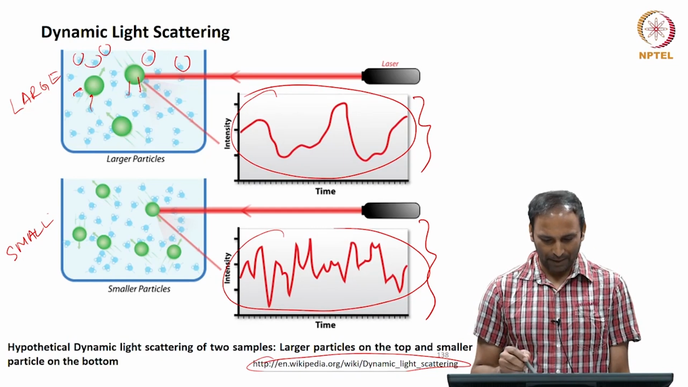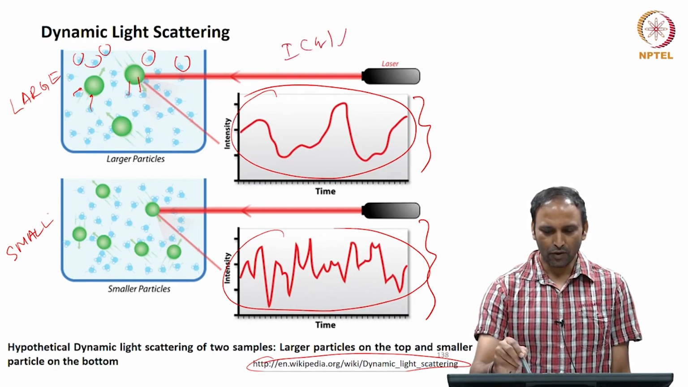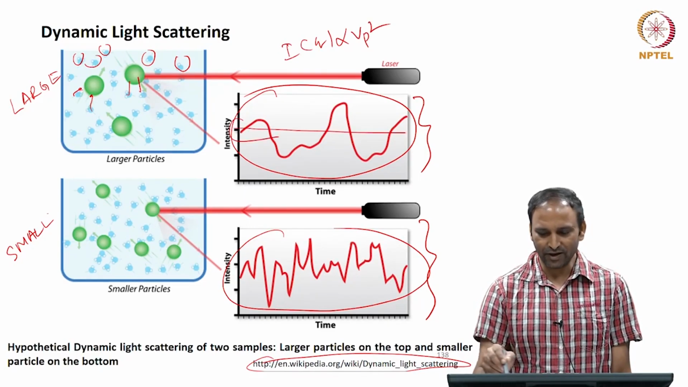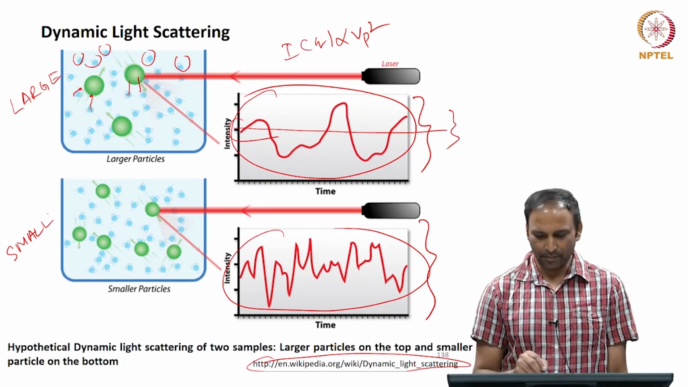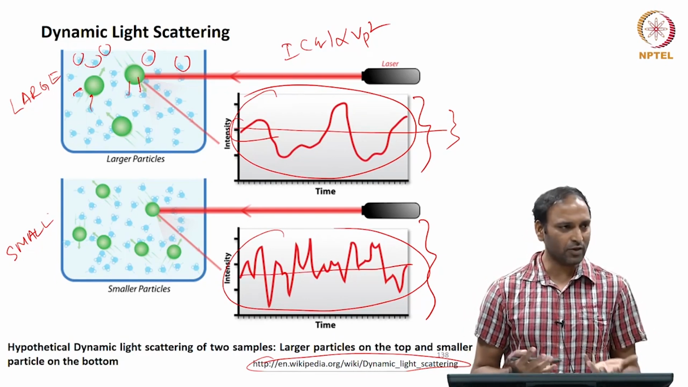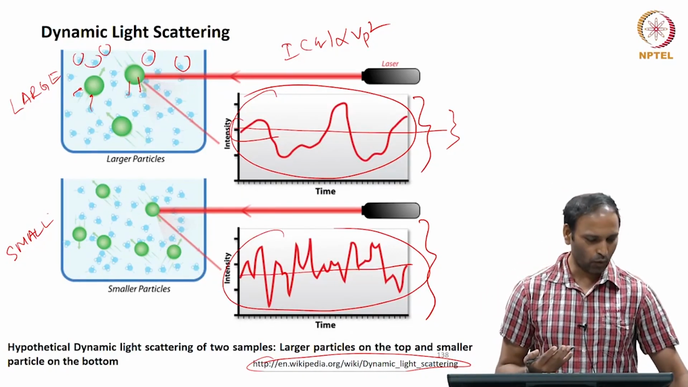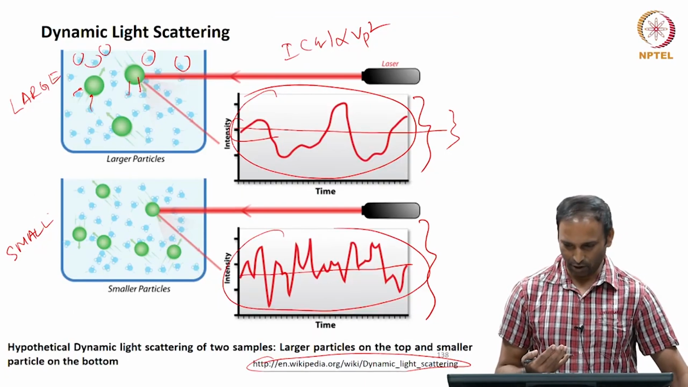Of course, what is not apparent in this is that I said that your scattered intensity goes as the volume of the particle squared. Therefore, if I were to look at the average value of the intensity, this will be much larger for this compared to what you would see for this. So, when you do your experiments, you can look for all these things, so that you get an idea as to whether what you are measuring is something reasonable or not.